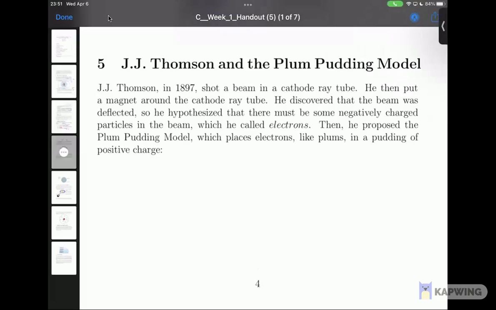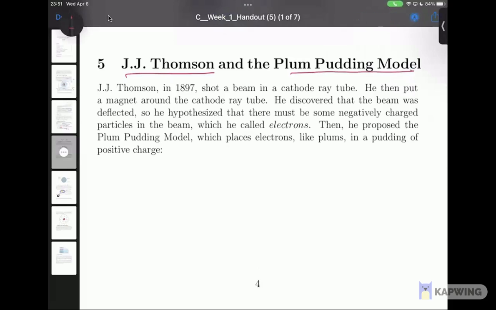Hey everyone, welcome to the third video in our series on the atomic model. And today we're going to be going over J.J. Thomson's model of the atom, known as the plum pudding model.